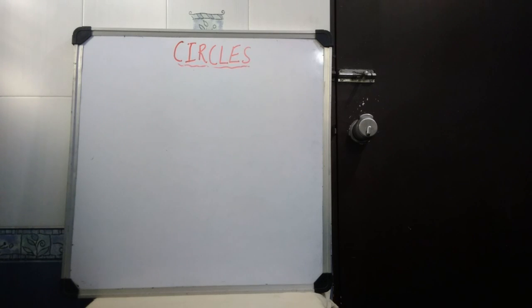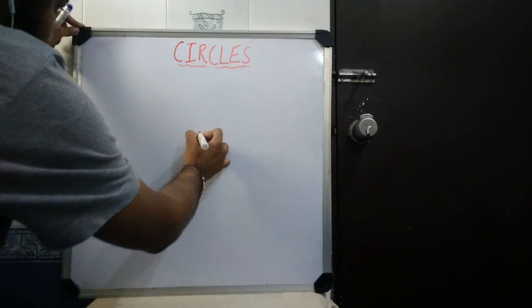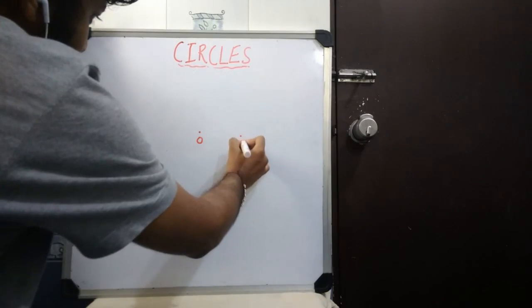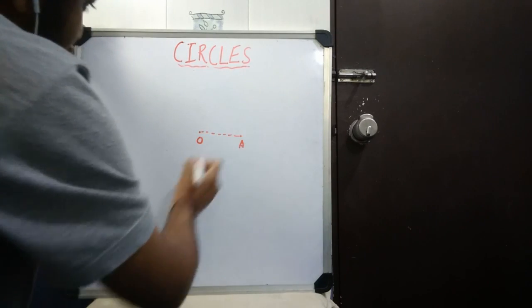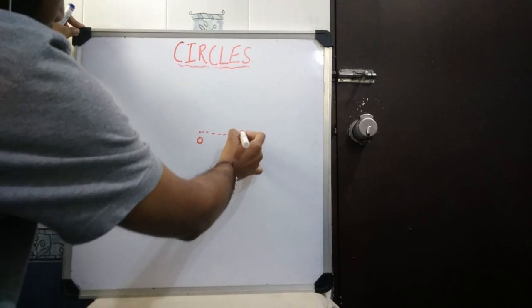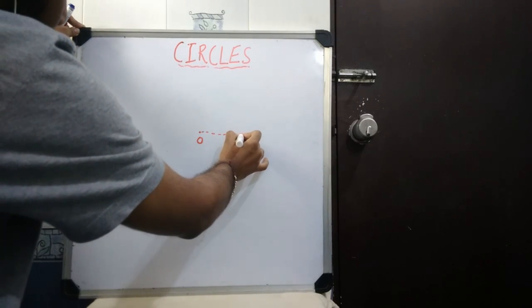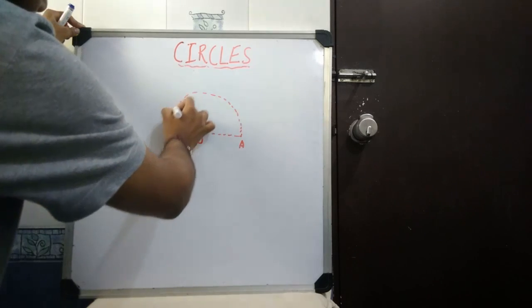Okay, let's see what a circle is. A circle is the locus of a moving point from a fixed point, and the path which it traces is called a circle. Now, this is my fixed point. This is my moving point. It is moving at a fixed distance with respect to this point O, and the path which it traces is called a circle.